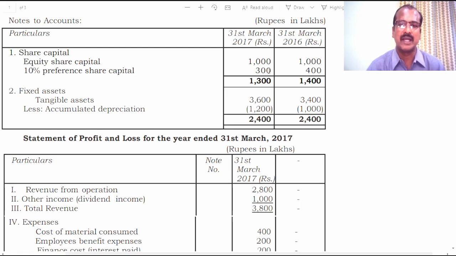If the problem is silent about the payment of preference dividend, obviously we need to calculate preference dividend at the rate of 10% and the same has to be paid to the preference shareholders. If we are specifically directed regarding the payment of dividend in this problem, we will go by it accordingly.